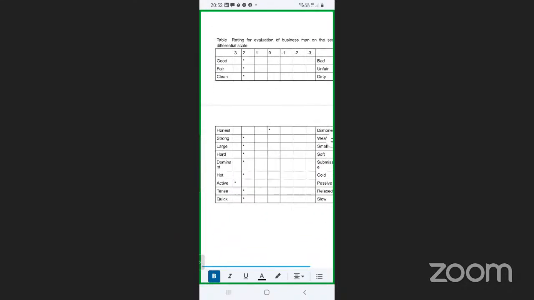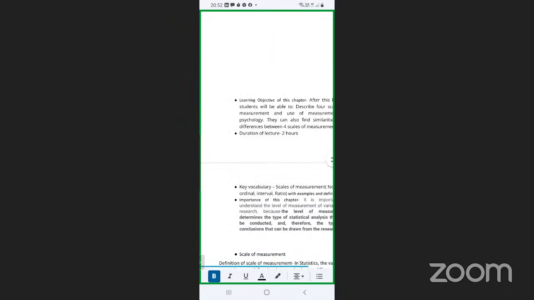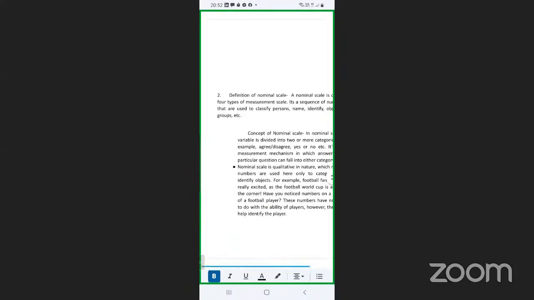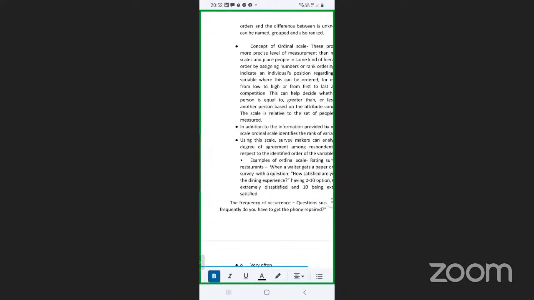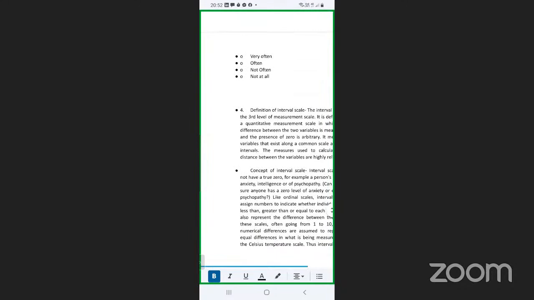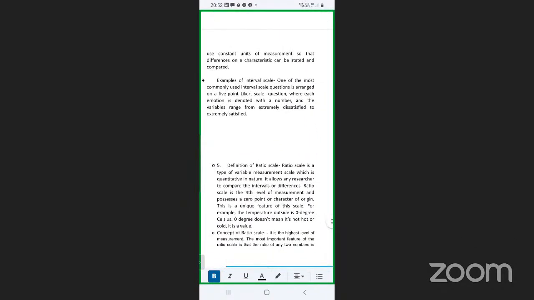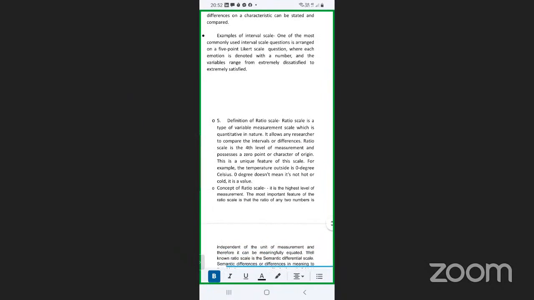Farah, there was a definition of ratio scale. What is that? Yes, sir. That is in the last, sir. In the last. Yes, please read it. Okay.